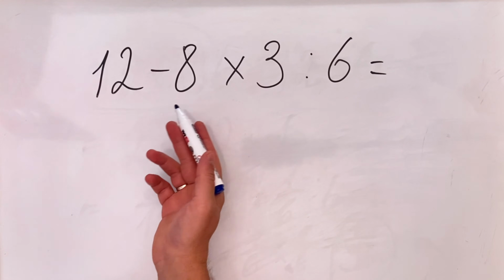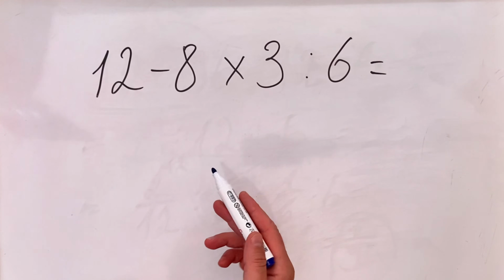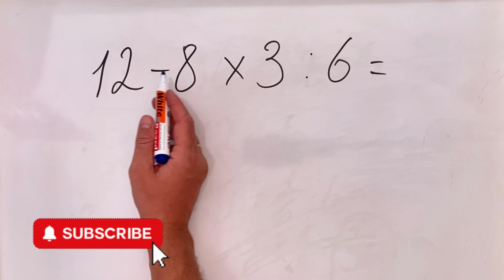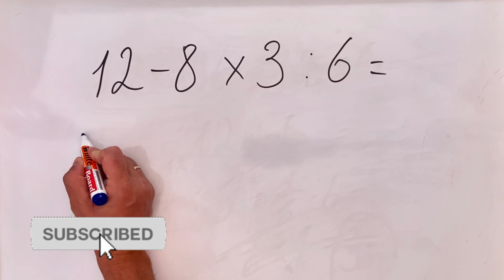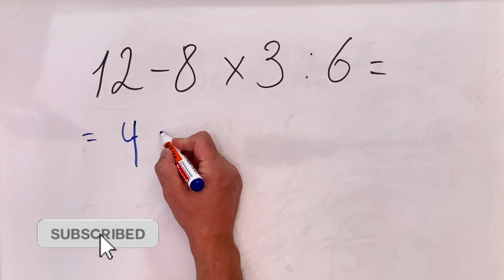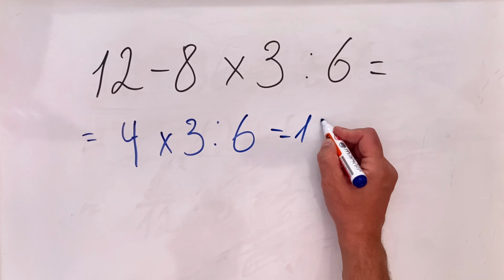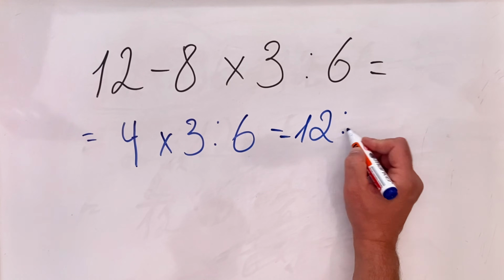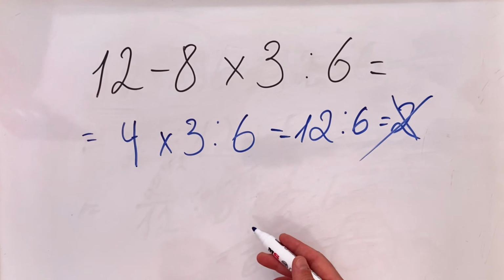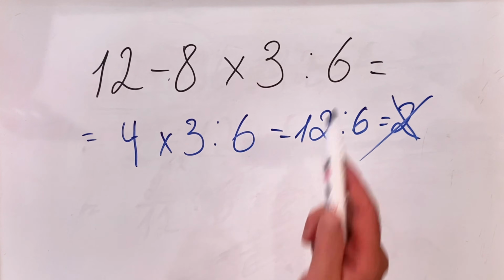Hello everyone. In this equation, many people go from left to right without paying attention to the order of operations. So they do the subtraction first: they get 12 minus 8, which is 4, multiplied by 3 divided by 6, and they get 12 divided by 6, and the answer is 2. But this is of course wrong, because subtraction should come after multiplication and division.